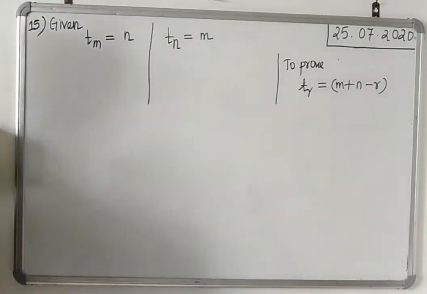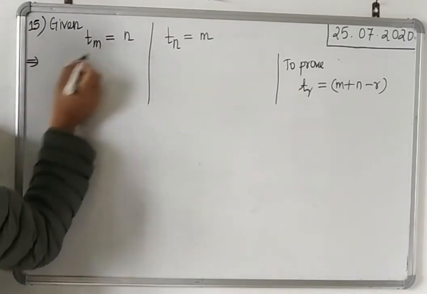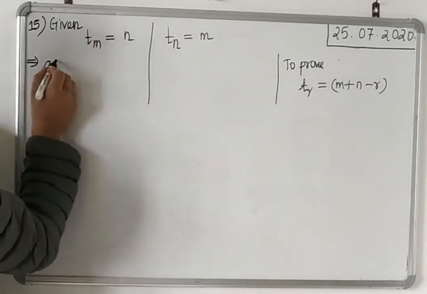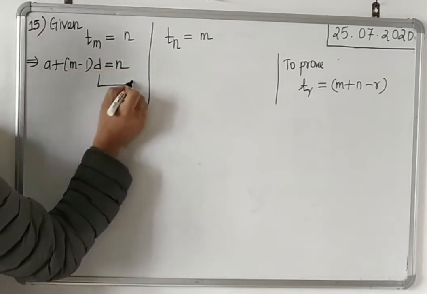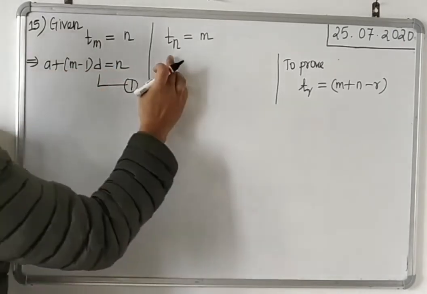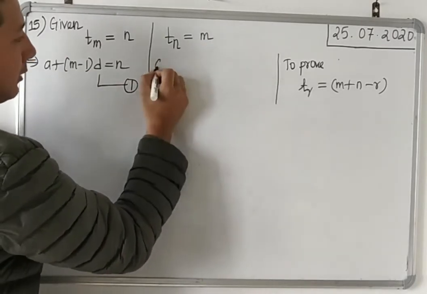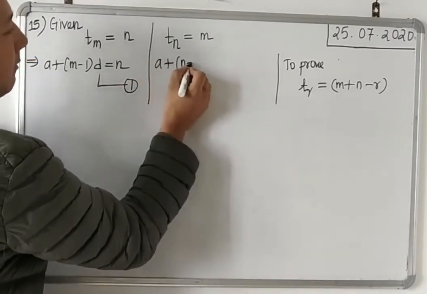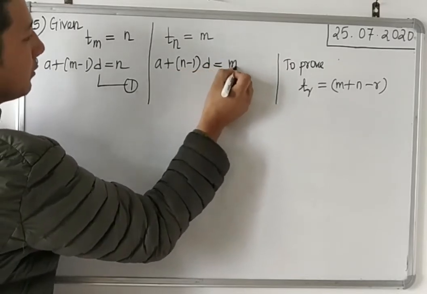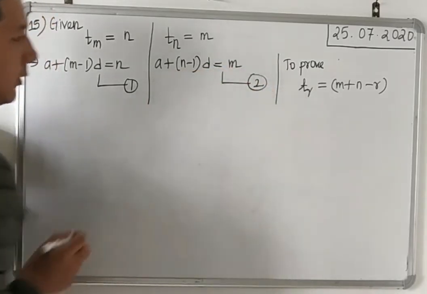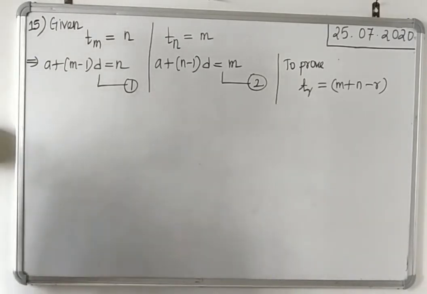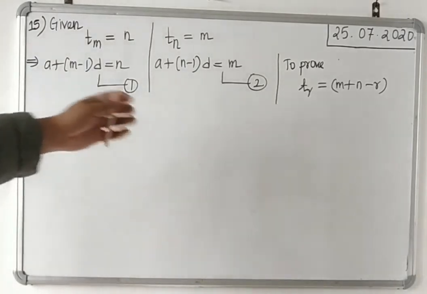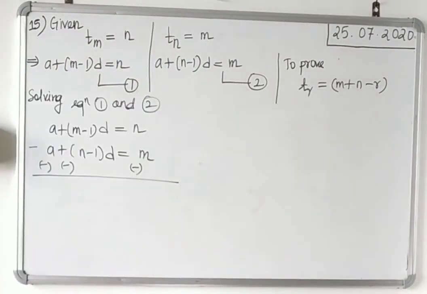Okay. So Tm equals n. This will give us a plus (m minus 1) into d is equal to n. Keep it as equation number 1. Tn is equal to m. This will give us a plus (n minus 1) into d is equal to m. This is equation number 2 for us. So we got equation number 1 and equation number 2 as well. Please note it down.